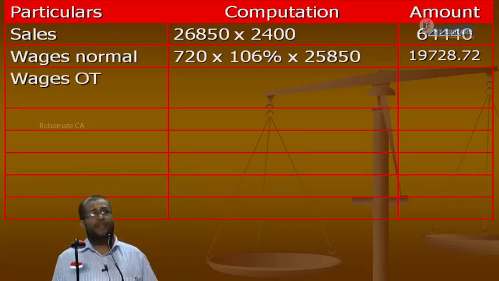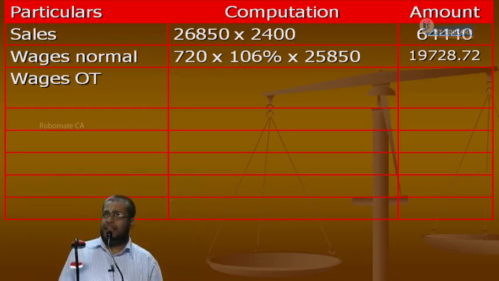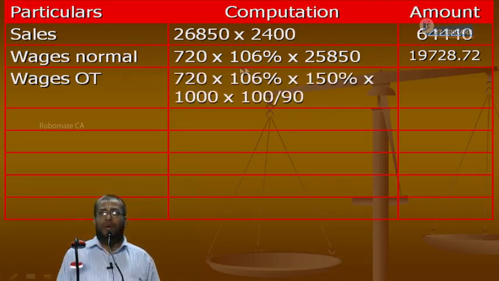Now, wages overtime. I want to check whether I am awake or not. Tell me the calculation, I'll put in a slide. Tell me 720 into, everybody into what? 106% into, 150% into, 100 by 90 into 1000 missions. So 720 into 106% is the increased wages. Into 150% is what? Wages including the overtime premium into what? 1000 missions into 100 by 90.